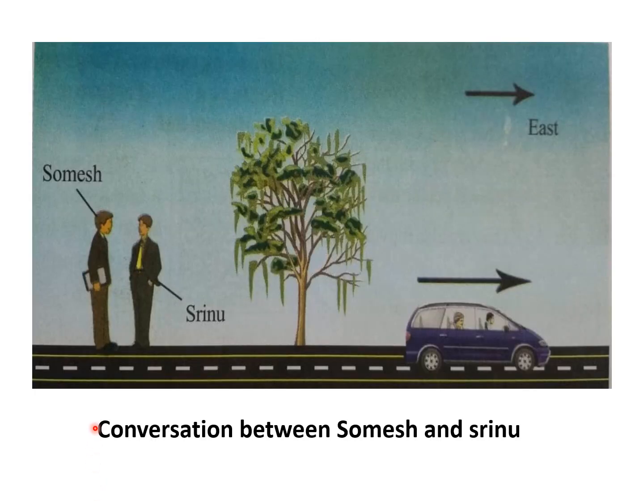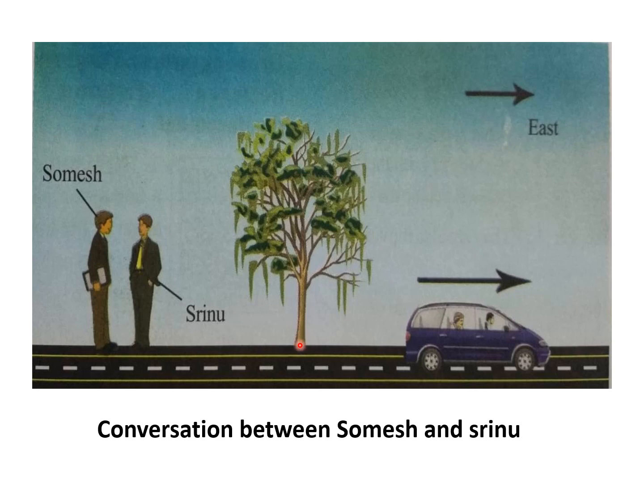Here we have to discuss an idea of motion. Before getting into the definition of motion, let us discuss a hypothetical activity. You have to observe the picture here. What is here? A conversation between Somesh and Srinu. You are observing here a tree.